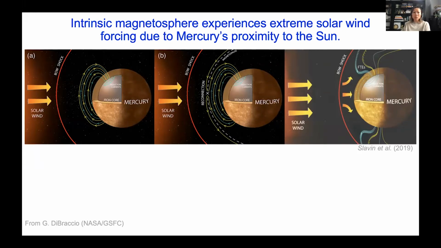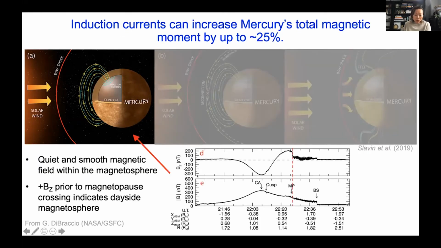Okay, so first of all, Mercury has a global magnetic field and it has an intrinsic magnetosphere. And this magnetosphere experiences very extreme solar wind forcing because Mercury is very close to the sun. And so I'm showing some observations from MESSENGER where you can see, for example, the BZ component. You can see the smooth rotation. And this is evidence of the day-side magnetosphere right here before the magnetopause crossing that's marked by the vertical dashed red line. And the induction currents can increase Mercury's total magnetic field moment by up to 25%, okay?